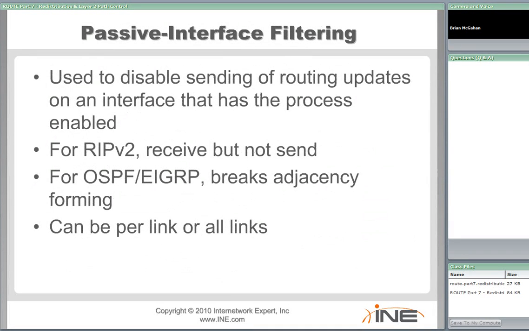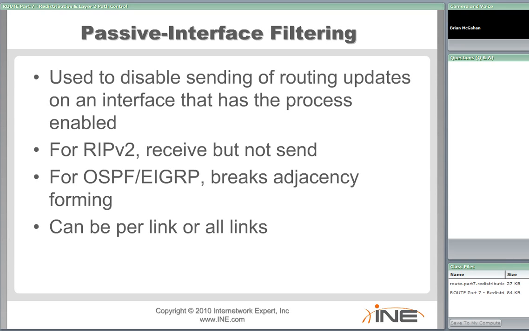Okay, another tool we have is the passive interface command. Basically, this is used to disable the routing process on a particular link. So in RIP version 2, if we have a network statement that is matching our FastEthernet, this means that we're going to send RIP updates out there and we're going to listen for RIP updates on it. If we specify this link as a passive interface, it means that we will listen for updates, but we will not send them out. So it's disabling the sending, but it's allowing you to receive.